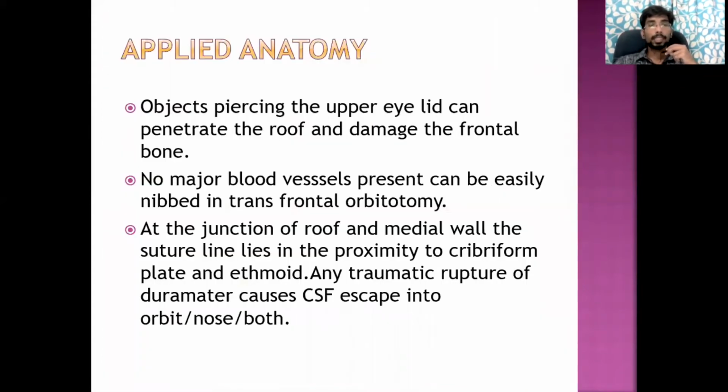Applied anatomy. Any object piercing the upper eyelid can penetrate the roof and damage the frontal bone. So here no major blood vessels are located in the roof, so it can be easily nipped in transfrontal orbitotomy. At the junction of roof and medial wall, the suture line lies in proximity to the cribriform plate and ethmoid. If there is any traumatic rupture of the dura mater, it will cause CSF to escape into the orbit or nose.